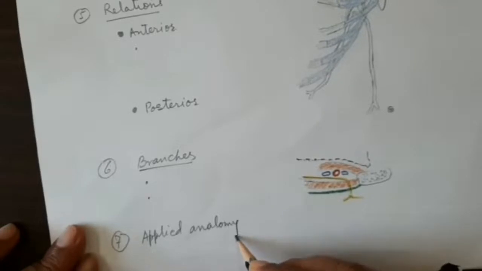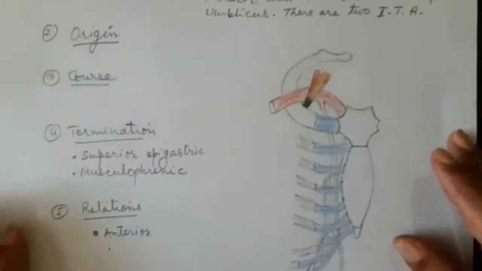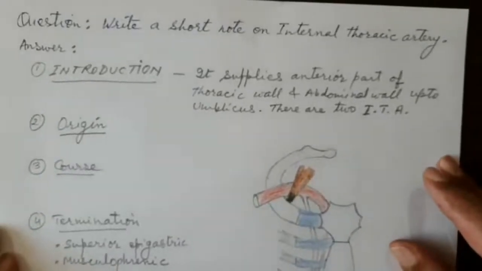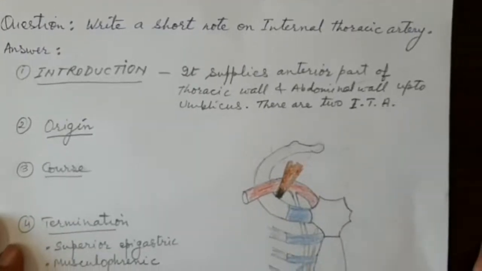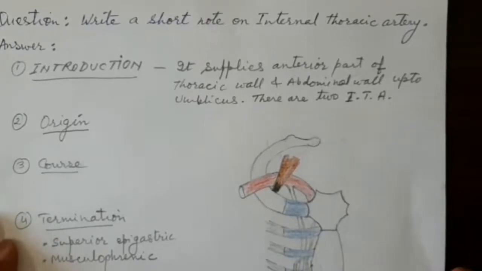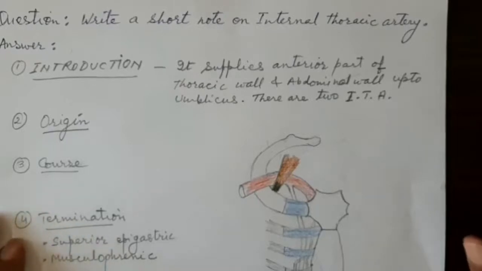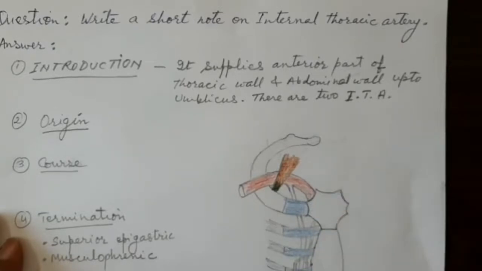How you will use your knowledge of the internal thoracic or internal mammary artery in your clinical practice. So let us come to the introduction first. This internal mammary artery supplies the anterior part of the thoracic wall. This is the major source of blood supply to the anterior thoracic wall. There are two mammary arteries, right and left, so it comes in a pair.